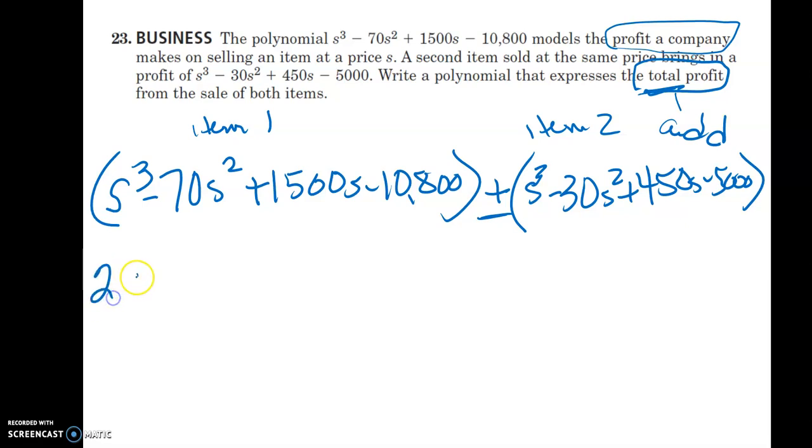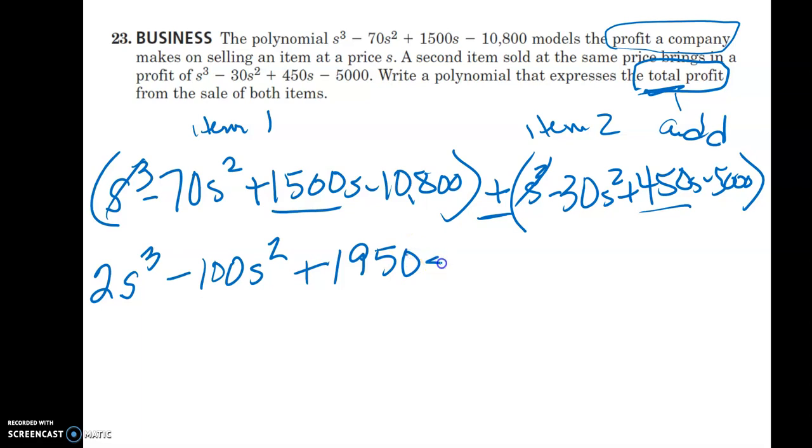So I have 2s cubed. I have negative 70s squared and negative 30s squared. So this probably is some sort of cost that I have involved in here. So we took care of those. We have 1500s and 450s, so we add those for 1950s. And then I have the subtraction of these two numbers here, and so that's going to give me 15,800. So this expression here represents the profit that the company will make on these two separate items.